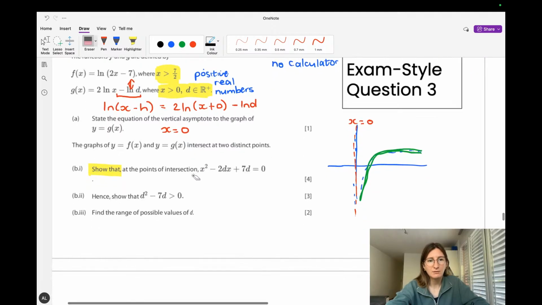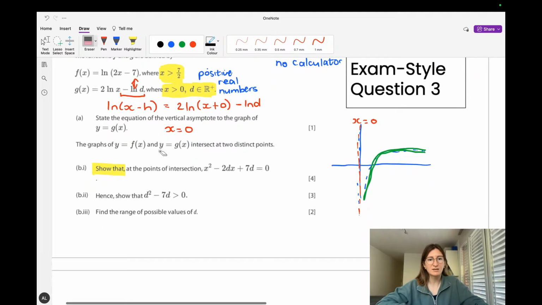So let me start writing down here. We want to find the intersection. Anytime you're finding an intersection, that means you're setting the two graphs equal to each other. So intersection happens.